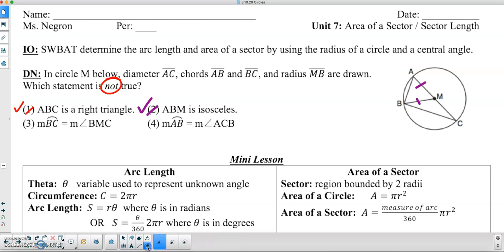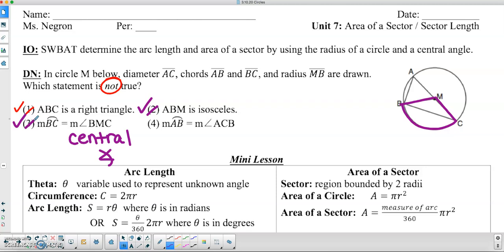Now if we look at choice 3, we have the measure of arc BC. BC is this arc here. That is equal to the measure of the angle BMC. I know that this is also a true statement because BMC is a central angle, and the central angle is exactly equal to the measure of the arc. So choice 3 is also a true statement. Therefore, by process of elimination, it should be choice 4, but let's check it out anyway.